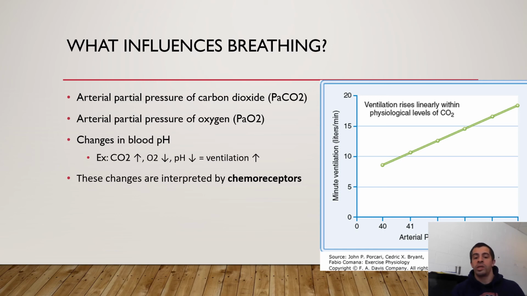This also causes a decrease in pH, right? And because of this, these changes in these partial pressures are interpreted by things we call chemoreceptors. These chemoreceptors are going to understand what is going on and send a message to our brain which says, hey, our CO2 is going up, we really need more oxygen, we need to breathe faster. And that's going to increase what we call minute ventilation. So as the partial pressure of CO2 increases, we start to breathe faster.